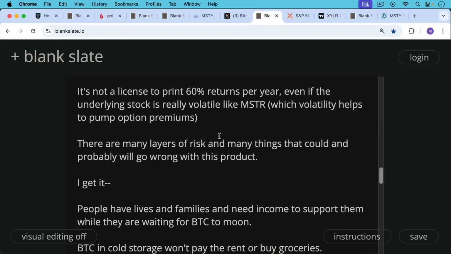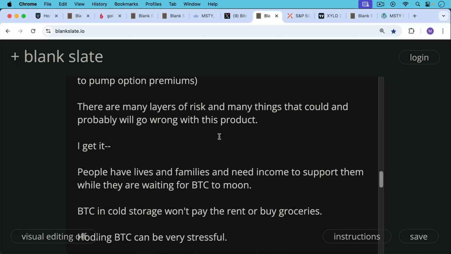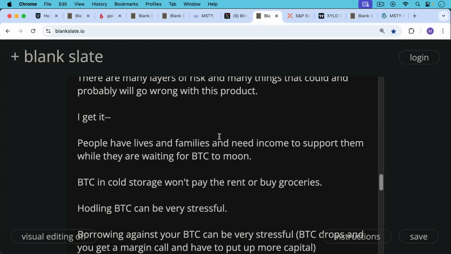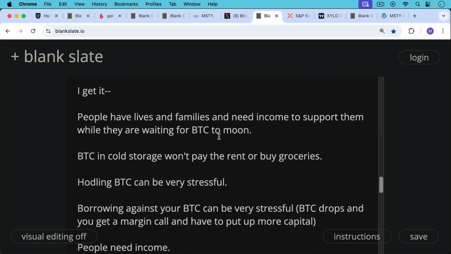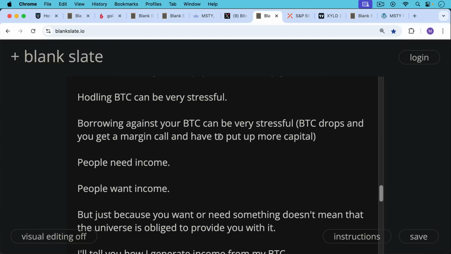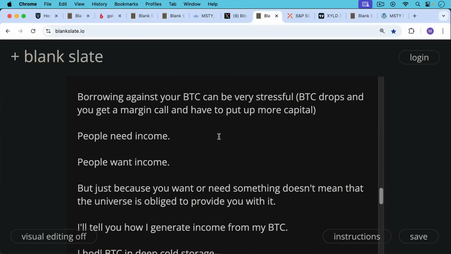Now, I get it. People have lives and families. They need income to support themselves while they're waiting for Bitcoin to moon. But Bitcoin in cold storage, this is the problem. Again, it's a bare asset. It won't pay the rent or it won't buy groceries. And in addition, hodling Bitcoin can be very, very stressful. Borrowing against your Bitcoin can also be very stressful, because if Bitcoin's fiat price drops and you get a margin call, you have to put up more capital. And people do need income. They need income to survive and take care of their families. People need income and people want income.